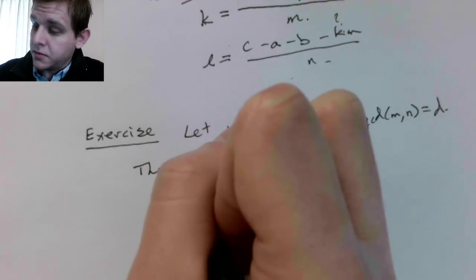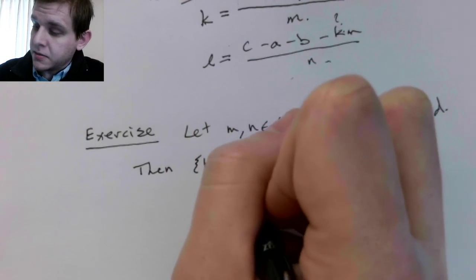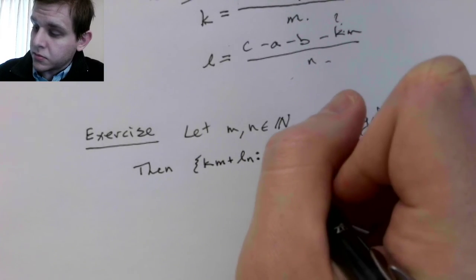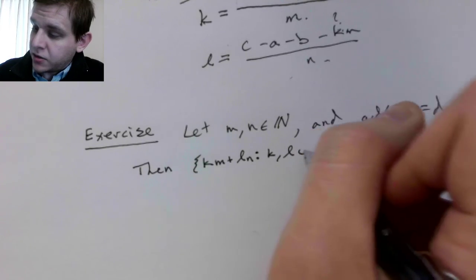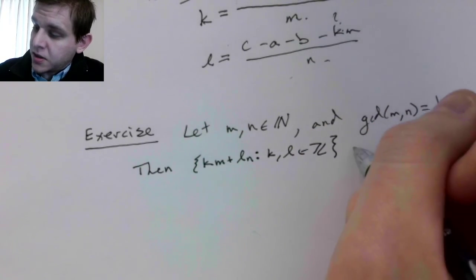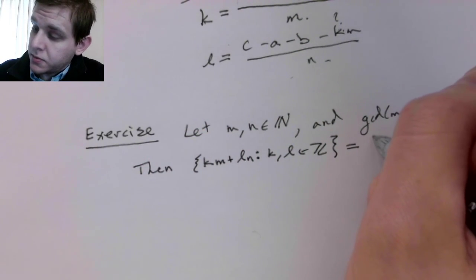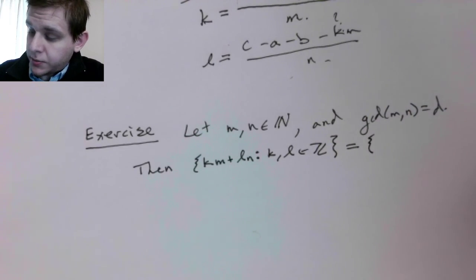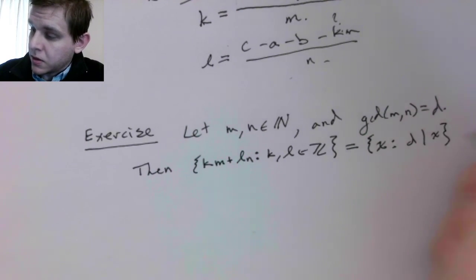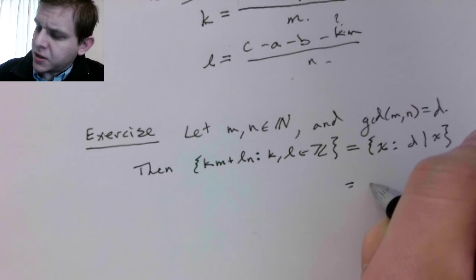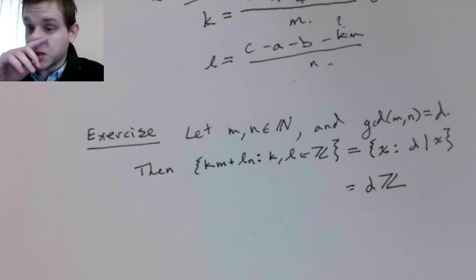Then the set of all integral linear combinations, where K and L are allowed to range over all of the integers, is just the set of things that are divisible by D. I need a new name for the variable: X such that D divides X. This is sometimes written with the notation D times Z. You take Z and you multiply it by D, so it's all the multiples of D.